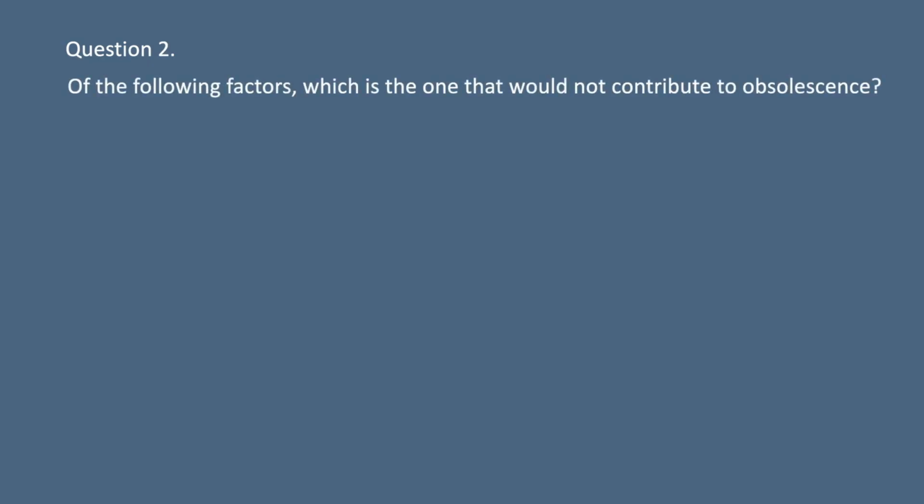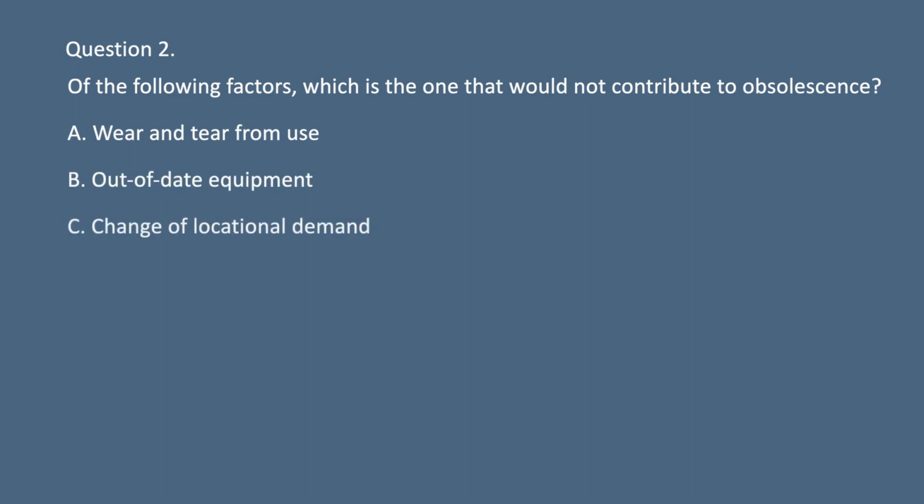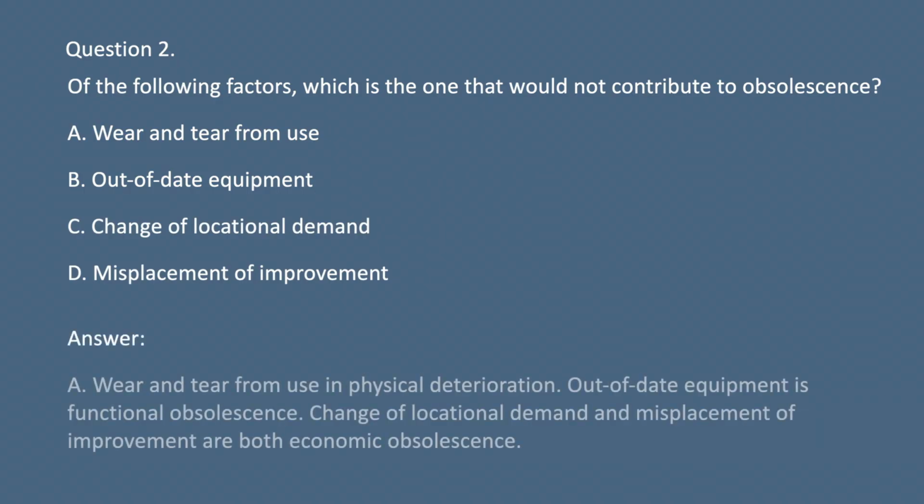Question 2. Of the following factors, which is the one that would not contribute to obsolescence? A. Wear and tear from use. B. Out-of-date equipment. C. Change of locational demand. D. Misplacement of improvement. Answer: A. Wear and tear from use is physical deterioration. Out-of-date equipment is functional obsolescence. Change of locational demand and misplacement of improvement are both economic obsolescence.